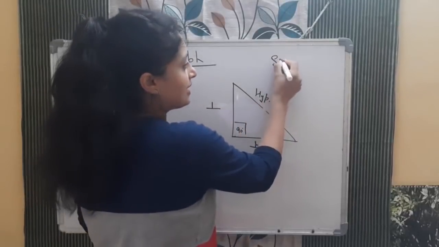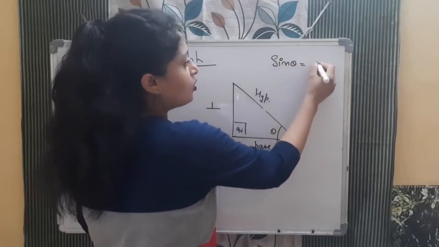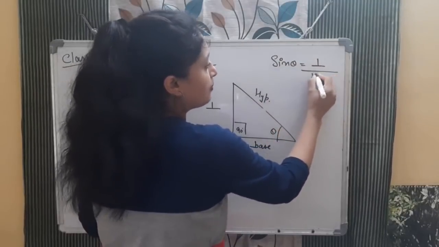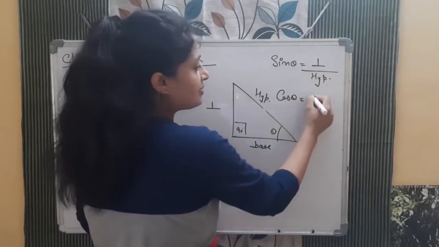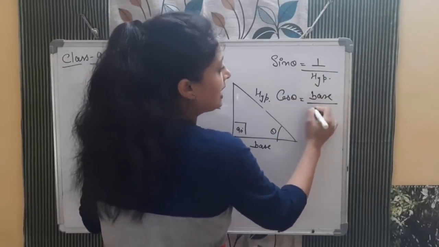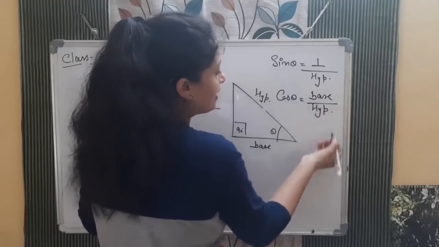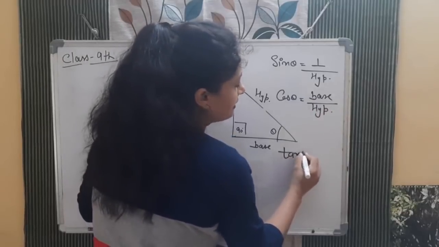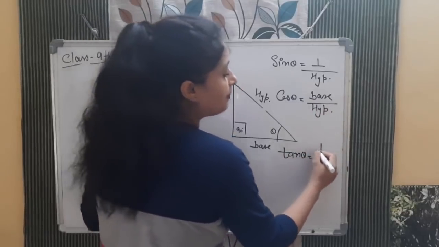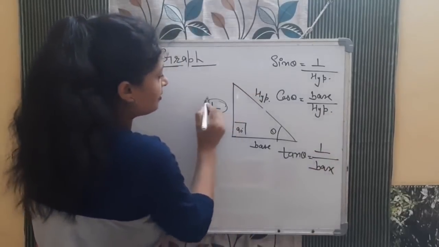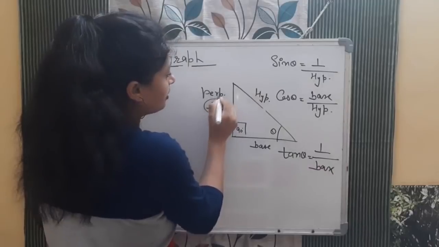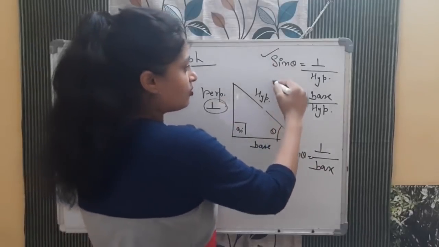One is known as sin theta. Sin theta is always perpendicular by hypotenuse. One is cos theta. It is base upon hypotenuse. And one is tangent theta. Tangent theta is what? Perpendicular upon base. Remember this thing. This is perpendicular. Okay, so these are the three formulas that you should know.